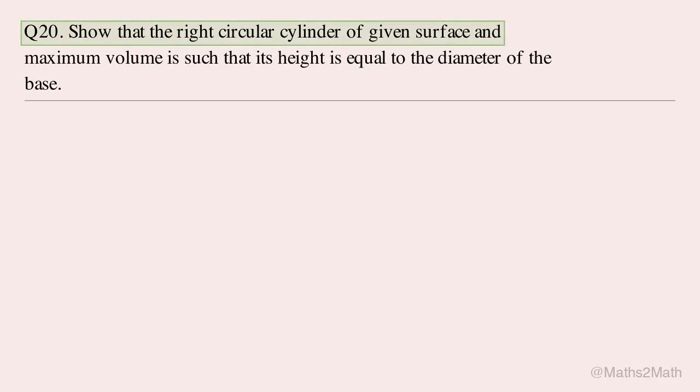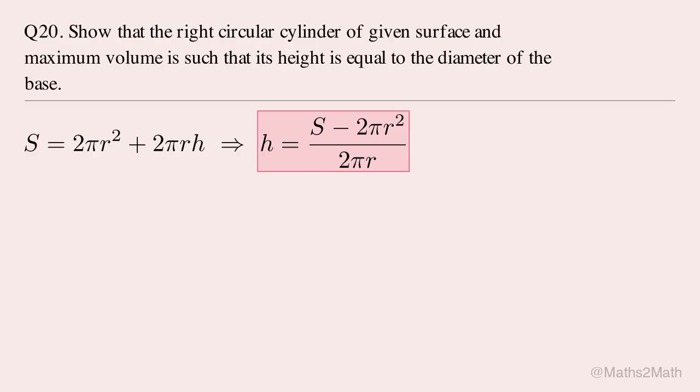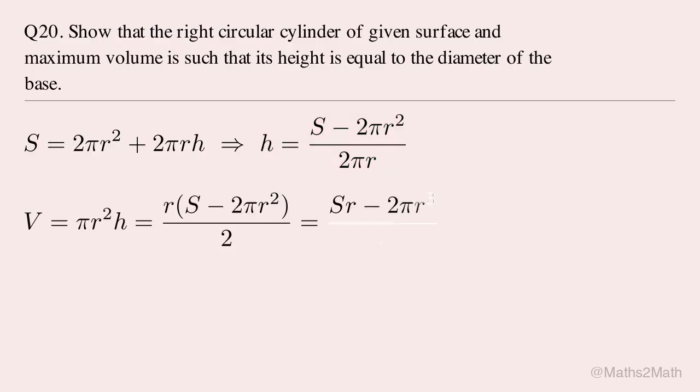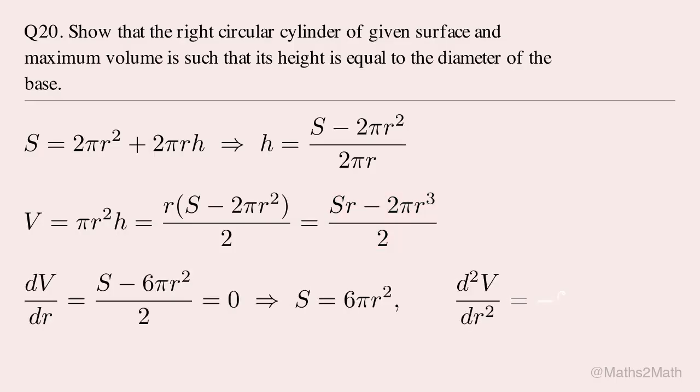Question 20. Fixed total surface, biggest cylinder. The claim is height equals diameter. Eliminate the height with the surface constraint. The surface constraint solves for h. Substitute into the volume. V becomes a cubic in r. Differentiate and set to 0.